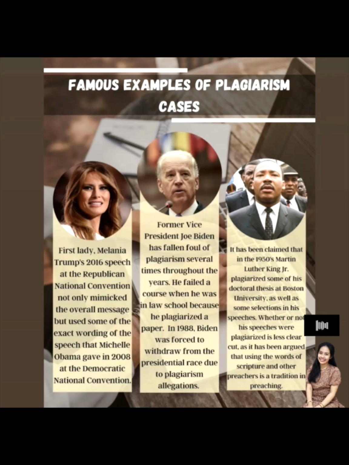The second one is about former Vice President Joe Biden. Joe Biden, the former Vice President, has been accused of plagiarism multiple times over the years. When he was in law school, he was expelled for plagiarizing a paper. According to the New York Times, Biden acknowledged in an essay for the Fordham Law Review that he took 5 paragraphs from a published law review paper without quote or acknowledgement. Due to his plagiarism claims, Biden was forced to withdraw from the presidential run in 1988.